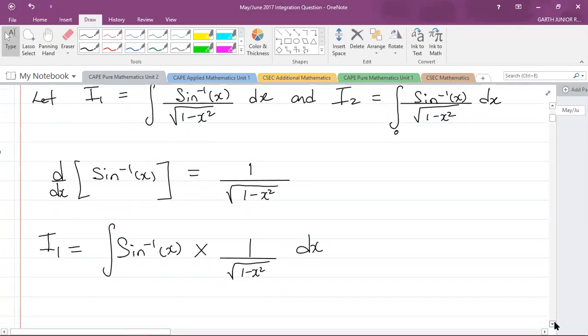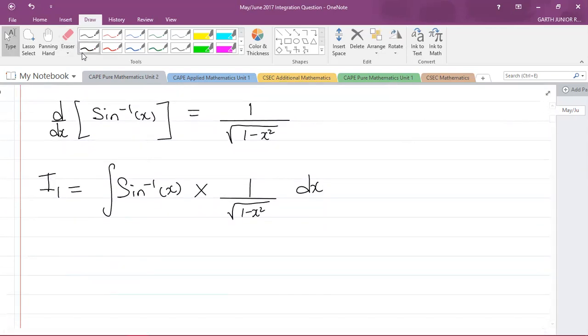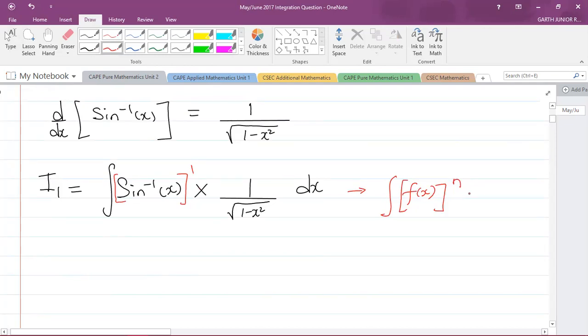So we realize that what we actually have here for the integral is some function of x being raised to a power. So what I'm actually saying is that the sine inverse of x is being raised to a power of 1 here, and we're multiplying that function raised to a power by its derivative. That's f prime.